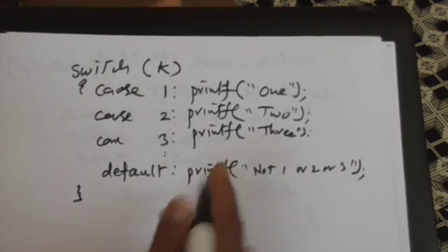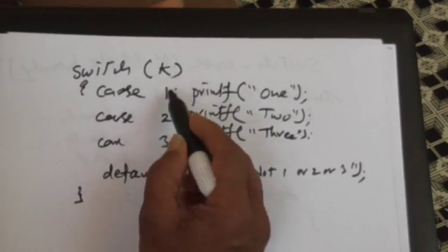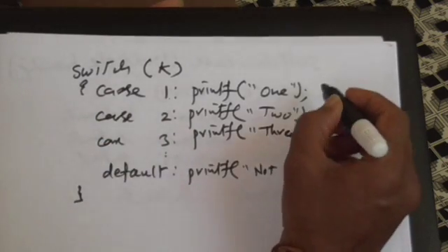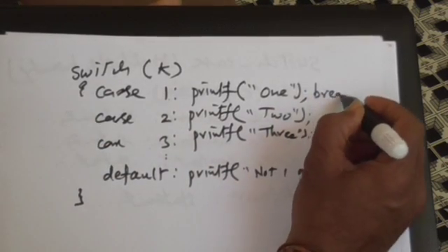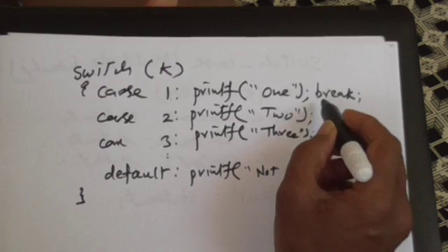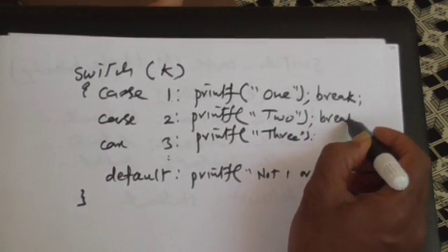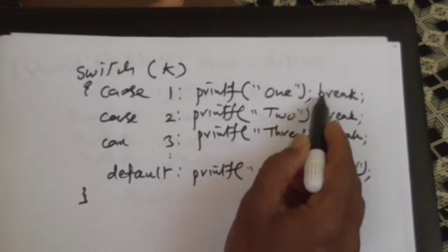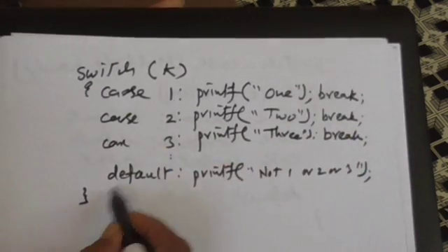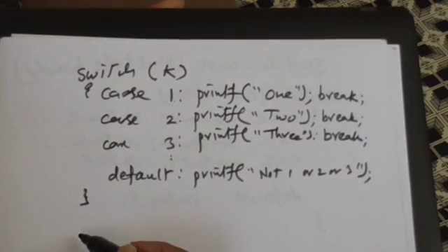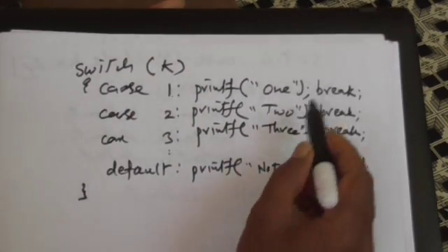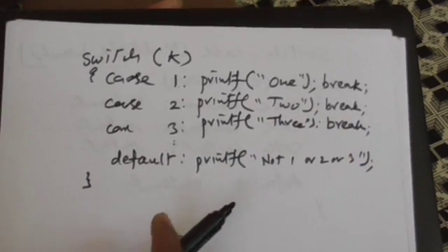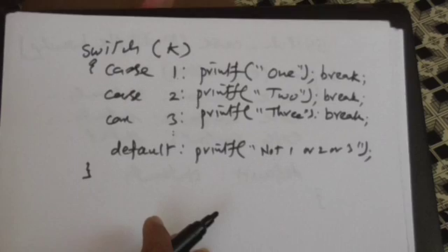So interestingly, what happens is, if k is 1, this will be executed. To come out of the switch statement, you need to write what is called a break statement. This statement will take the control out of this switch structure. If this is not written, the next statement will be executed. So you have to be careful here.